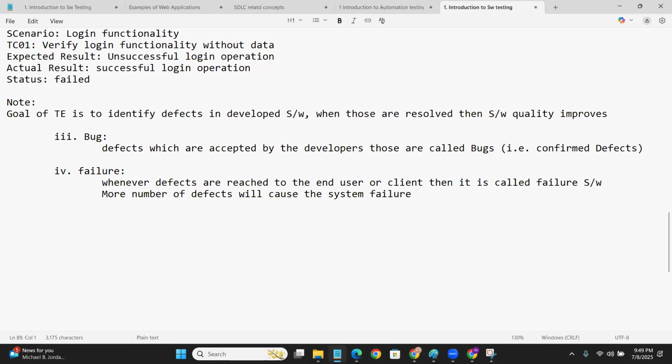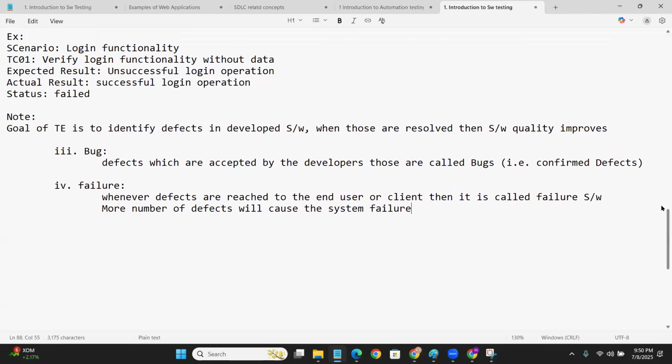Clear, like this. So failure is not related to one component or one functionality. If the client is unable to perform the majority of the transactions in the software which we develop, then only it is called a failure software. Okay. Now that is the difference.